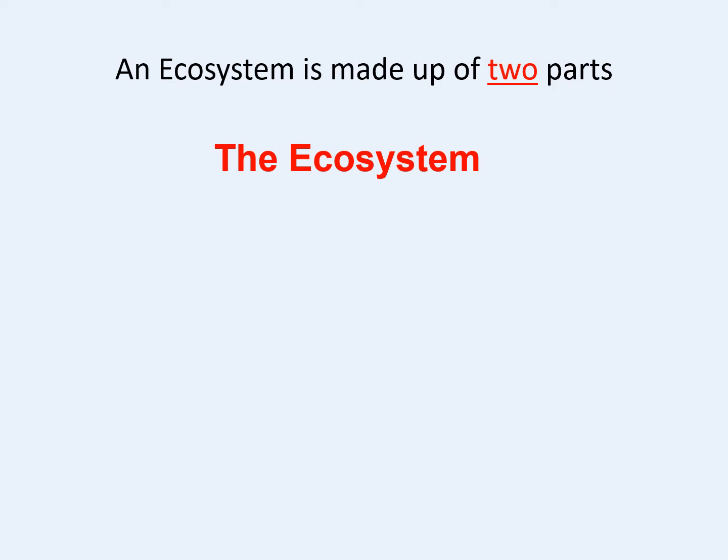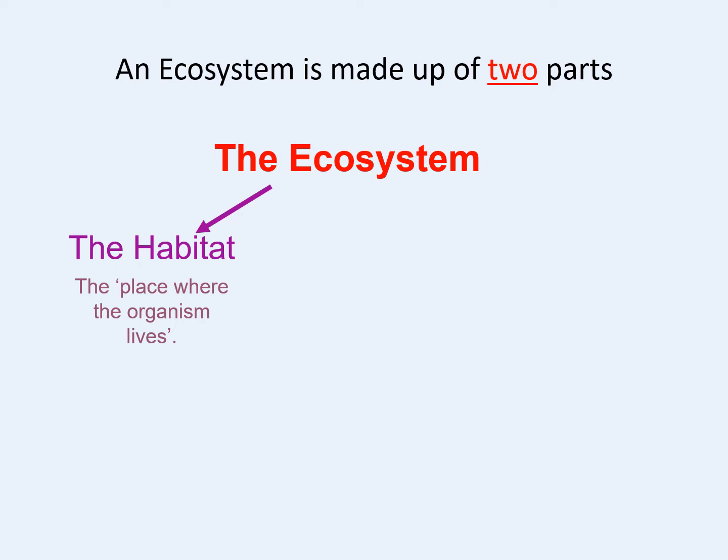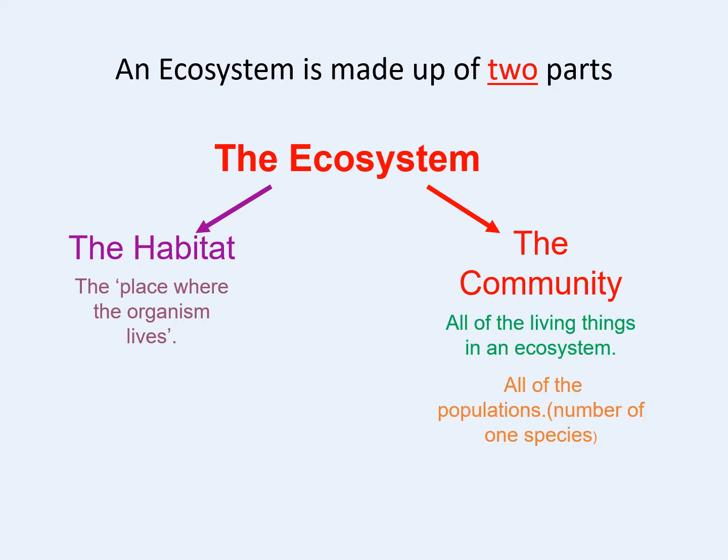So the first part of an ecosystem is the non-living things. Well done if you got that correct, which would be the habitat. Now the habitat is defined as the place where organisms live, and then the second part of the ecosystem is all of the living things, so the community, which includes all of the different populations. A population is all of the numbers of one species. If you were in class, you would make a note on this, so you can pause the video and write down all of the definitions.